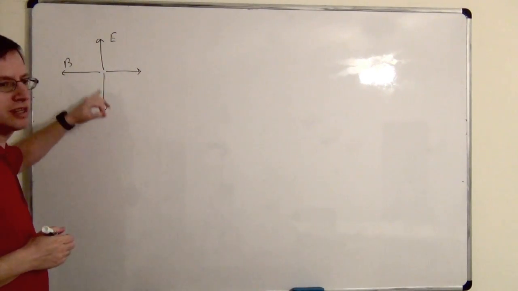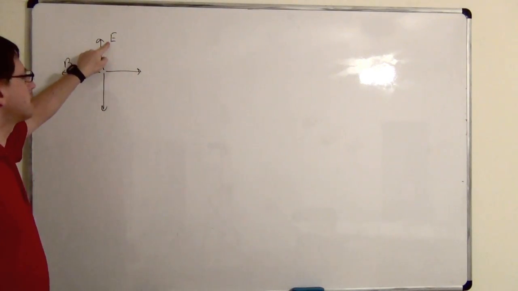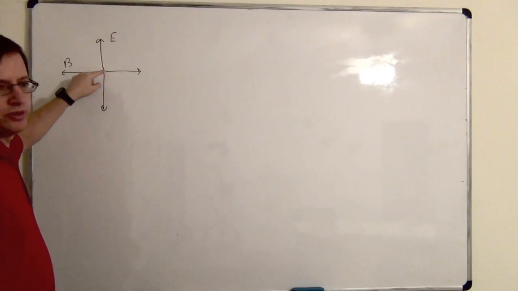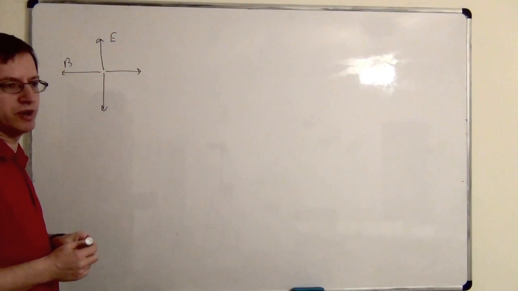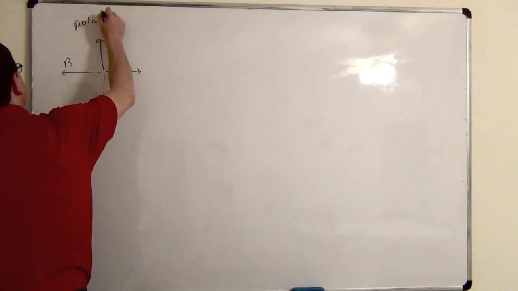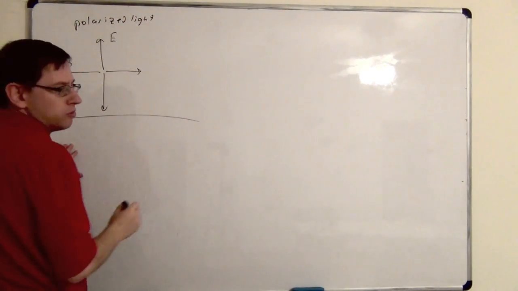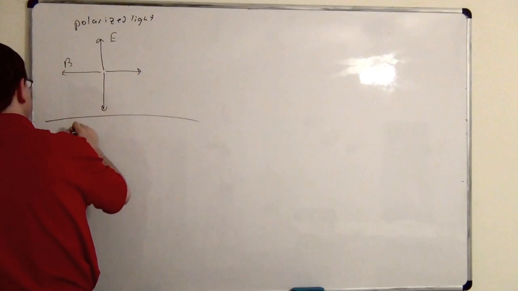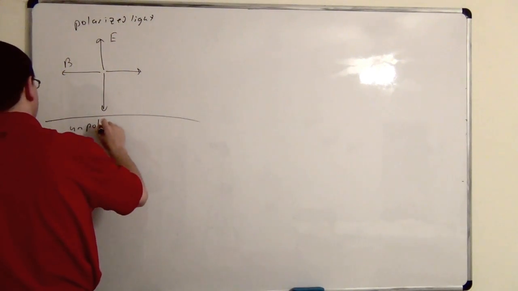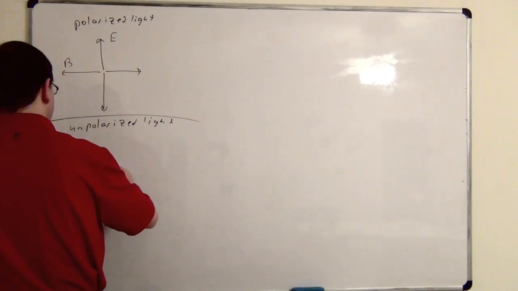Now, this is not what most light really looks like, because in most light, the electric field is oscillating in all possible directions around the direction of propagation. So what I've drawn here is what's called polarized light, which is not normal light. The light that we get from the sun is unpolarized light, or non-polarized light.